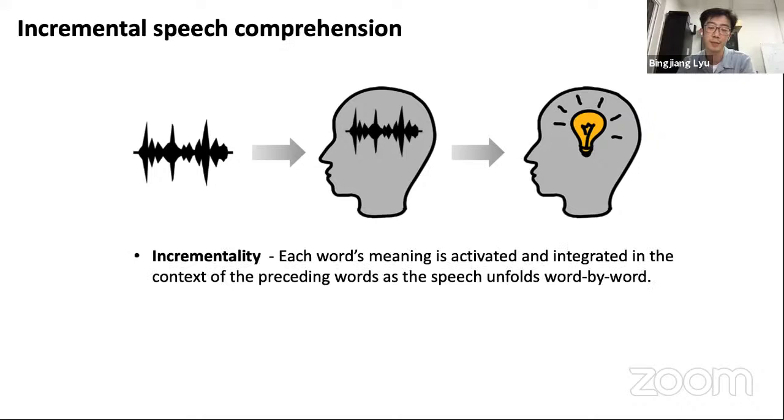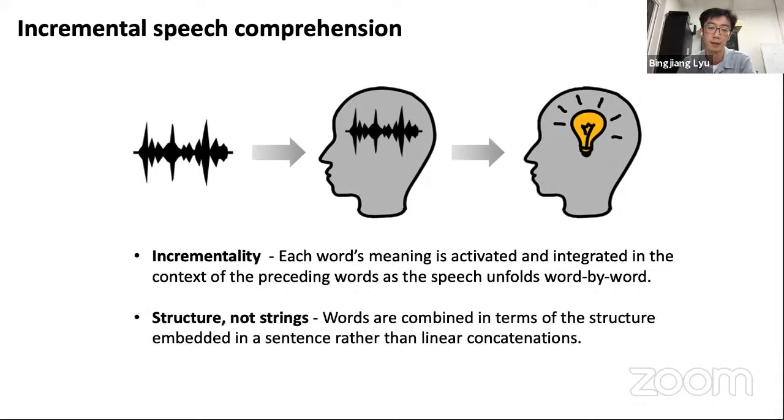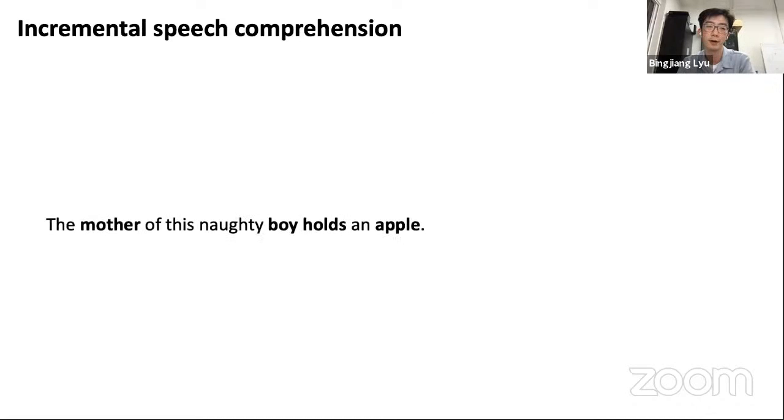Specifically, each word's meaning is activated and integrated with the prior context as the speech unfolds word by word. Moreover, instead of simple linear concatenations, the meanings of words are combined in terms of the structure embedded in a sentence. So after hearing "the mother of this naughty boy holds an apple", a listener can immediately figure out the one who holds the apple is the mother instead of the boy.